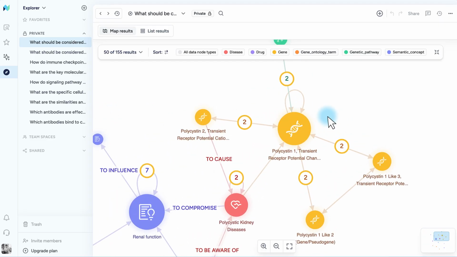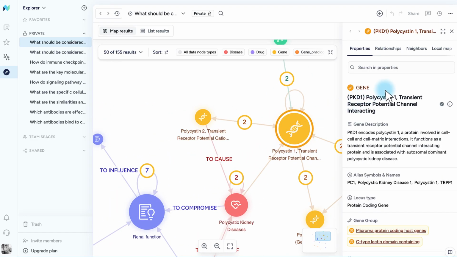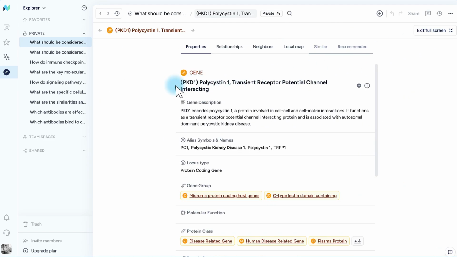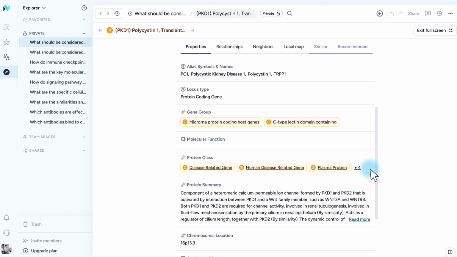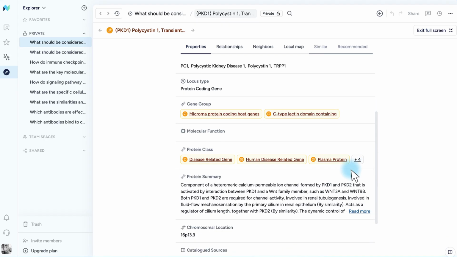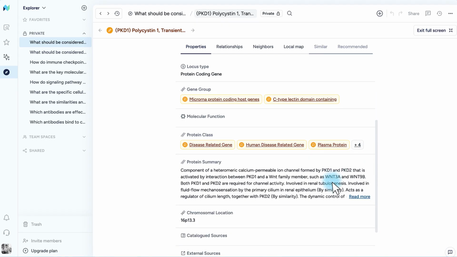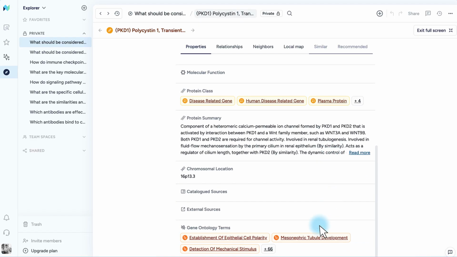If I were to click on one of these genes, for example, and again, opening it up, you'll see not only a discussion of the name. Whenever possible, we've tried to identify a summary or gene description of it. We have annotations about gene groups. We have annotations about specific protein classes as well as protein summaries. We have gene ontology terms for functional enrichment questions. And then in many of them, we actually have catalog sources and external sources as well.